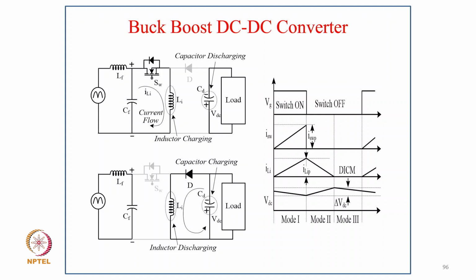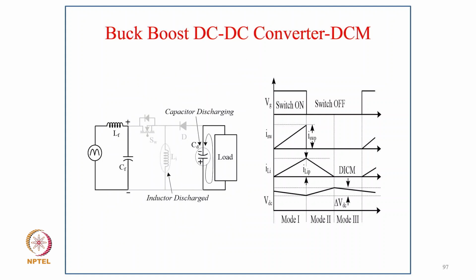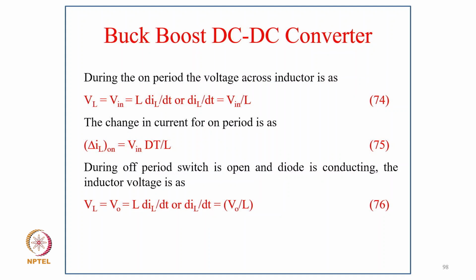So you can call it device conducts, then inductor conducts, diode conducts, and typically you have the output voltage and inductor current. So that is the third mode, where the diode and device are both discontinuous, and you will have a DCM mode. Typically neither of the two has current in the third mode, DCM. So now coming to the analysis of this buck-boost DC-DC converter.